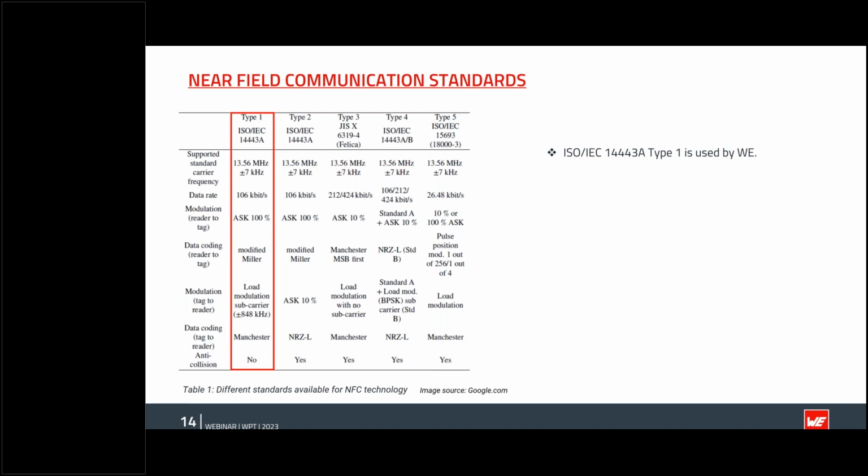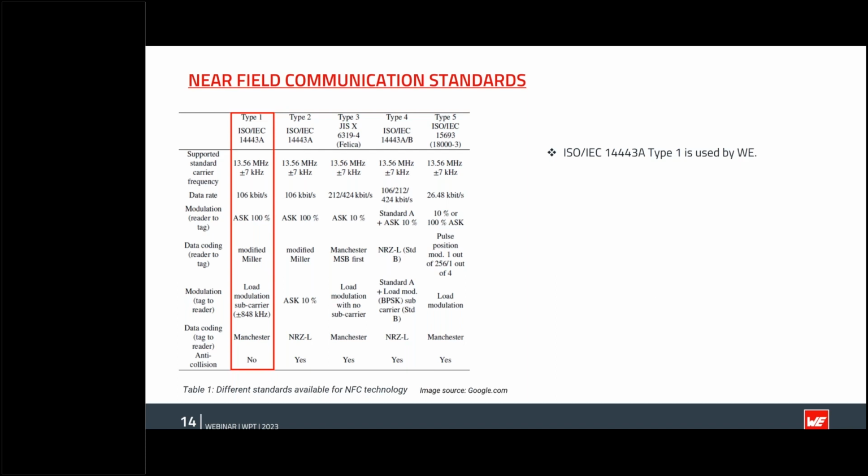This is the standard which we are also using in Würth Elektronik, and it operates at a frequency of 13.56 megahertz. The modulation from the reader to the tag is amplitude shift keying modulation, which we are using, and from the receiver to the transmitter, the type of modulation is load modulation, which we are using.